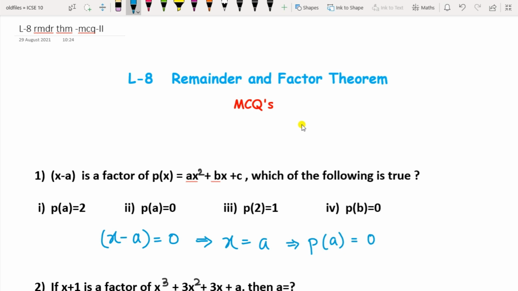So let us start with the MCQs on factor theorem. First one here: x minus a is a factor of p(x) equal to ax square plus bx plus c. Which of the following is true? So if x minus a is a factor of this polynomial, then x should be equal to a, as a goes on this side. So x minus a equal to 0, therefore x equal to a, and therefore the remainder p(a) should be equal to 0. So here option 2, that is p(a) equal to 0, is the correct option.